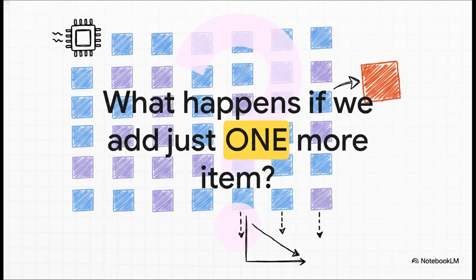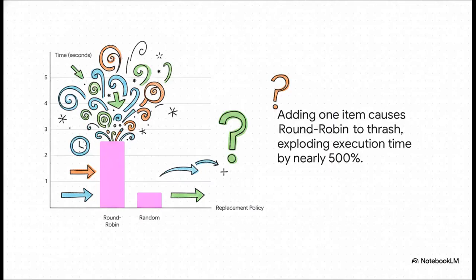What do you think happens to our performance if we try to read just one more item, a 65th piece of data that needs to go into that same, now full section? Whoa, just look at these results. It is staggering. With the random policy, the time barely even moves, just from 0.51 to 0.58 seconds. But with round robin, the execution time just explodes to 2.56 seconds. That's nearly a 500% increase in time, all because of one extra piece of data.